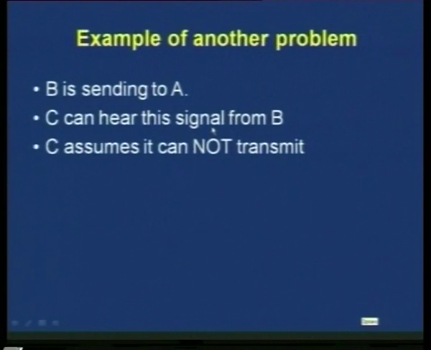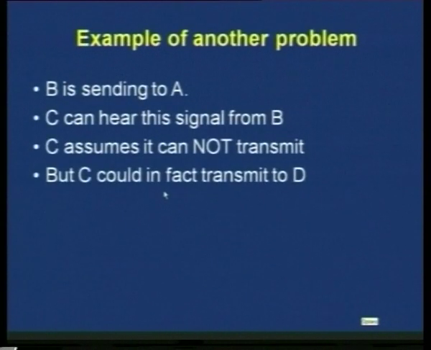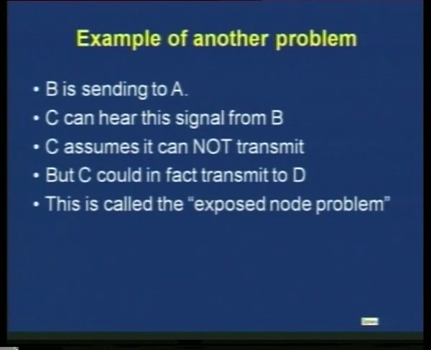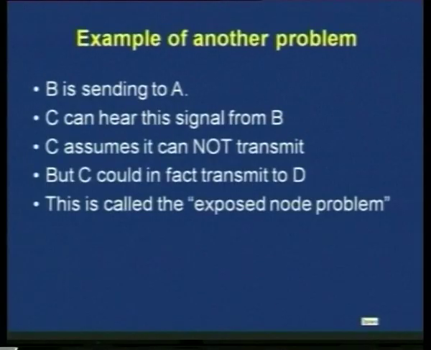Since C can hear the signal from B, C will sense the media, it finds that it is not free. So, C assumes that it cannot transmit, so it will not transmit. But C could in fact transmit to D because C's transmission to D will not interfere with A's reception of the signal from B. So, C could in fact transmit to D, but it will not transmit. That is, it can actually transmit, but it will not transmit. In the previous case, you should not have transmitted, but you transmitted. That was a hidden node problem. This problem that we have here is called the exposed node problem. So, we have a hidden node problem in the first case and now we have an exposed node problem.